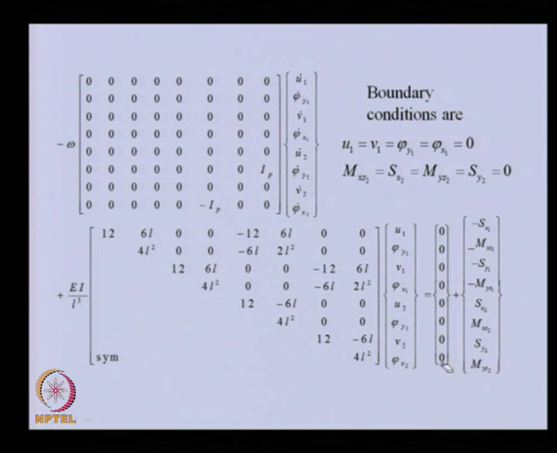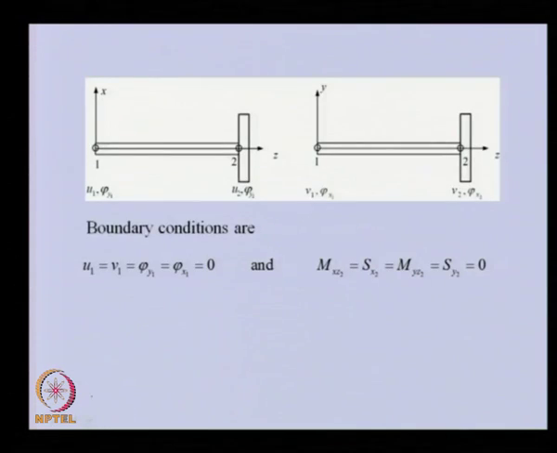There is no external force. These are the reaction. There is shear force and bending moment. Now, let us see the boundary conditions of the problem. So, we have 2 elements, one element, and this node 1 is fixed.